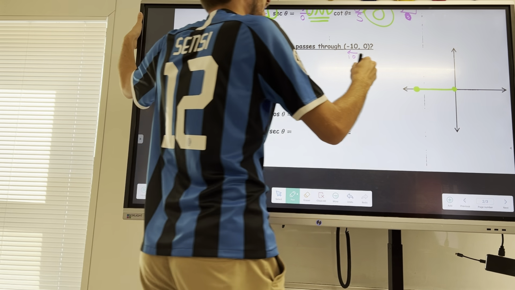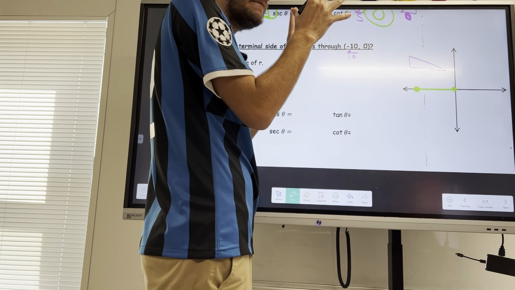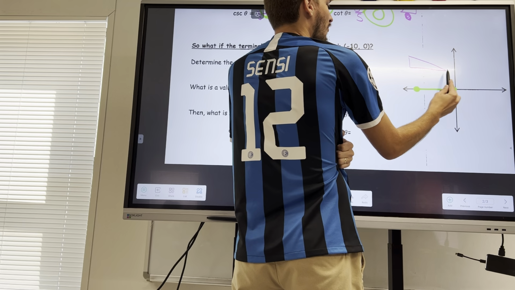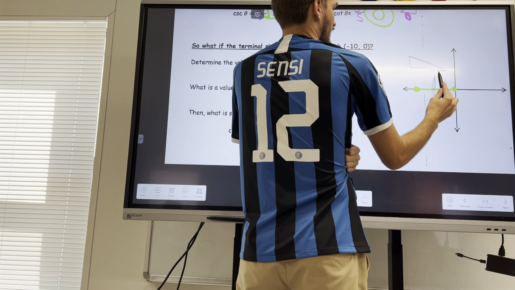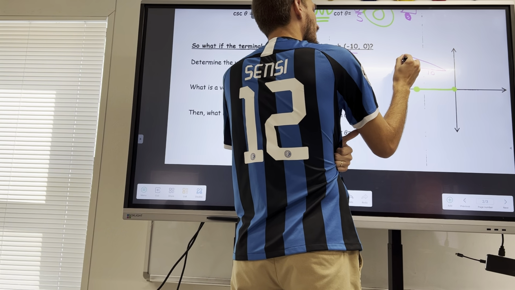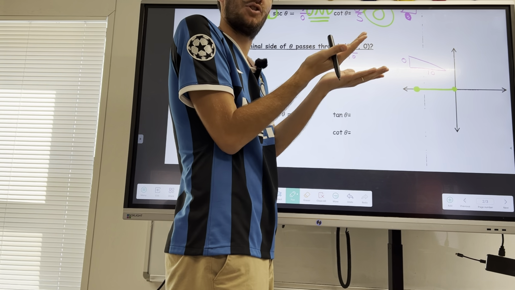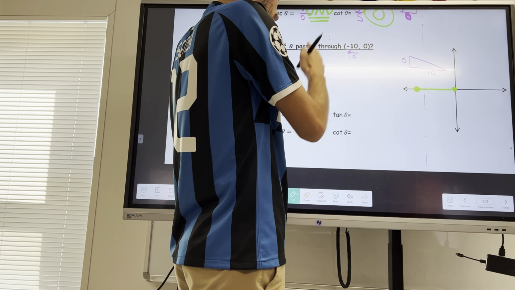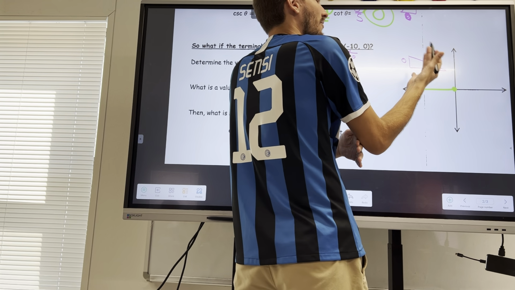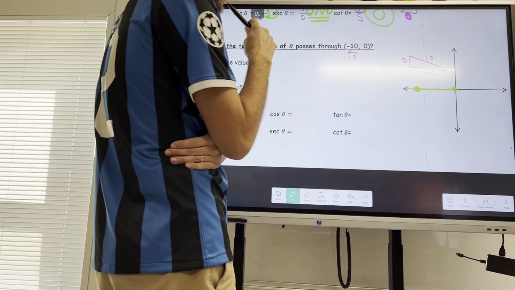For this triangle, again, it's not a triangle, but we can envision it for a second as a triangle. How much did we go out to the side? 10. How much did we go up? 0. And that's why this is not actually a real triangle, it's just a line. But the triangle still helps us with our trig functions. And then what is the hypotenuse or the radius? 10. Okay.